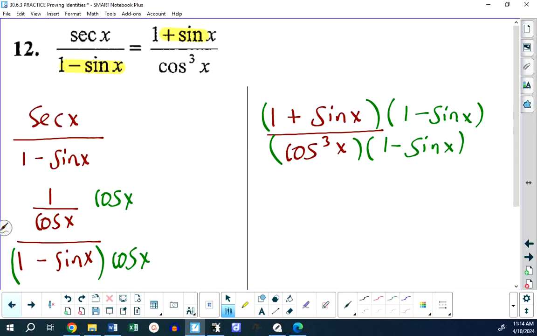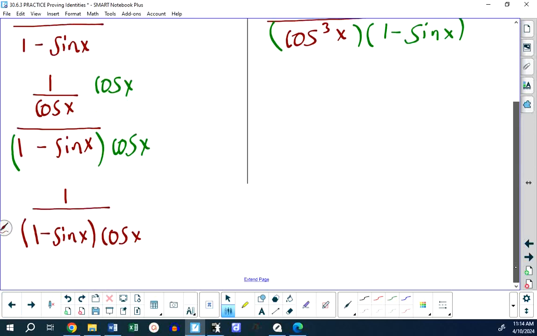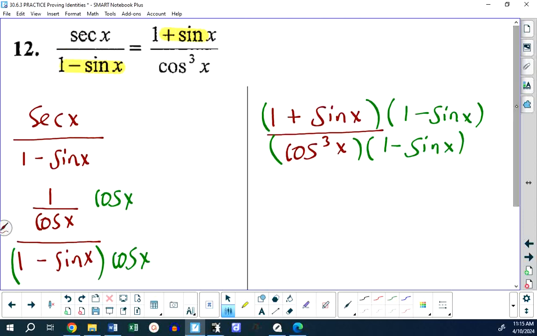But when I expand out the top, and let's face it, look at the top of this. The top of what I have on the left is just 1. There's nothing there other than 1. So I'd better expand out the top of this. And when I do, I get 1 minus sine squared of x. On the bottom, I have the 1 minus sine of x, which I want.